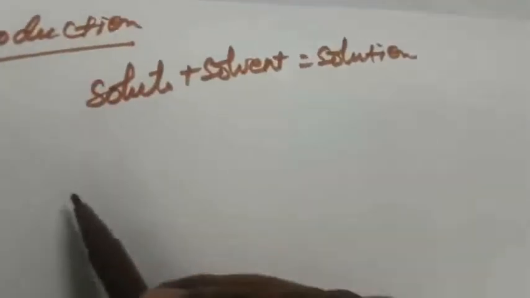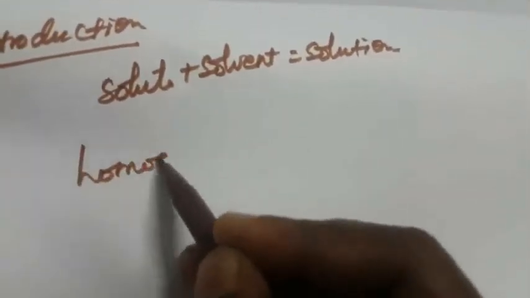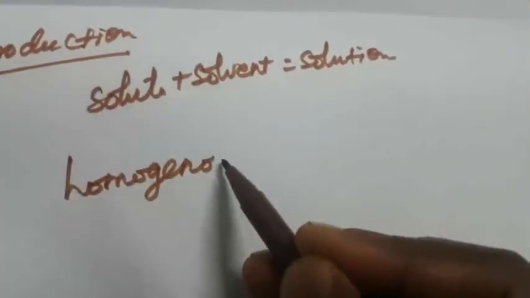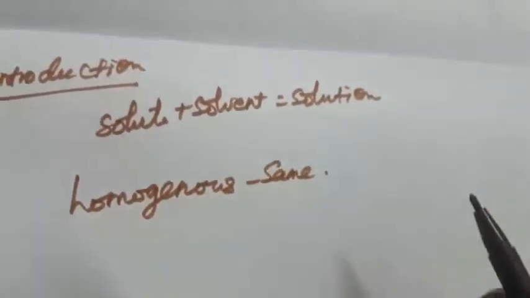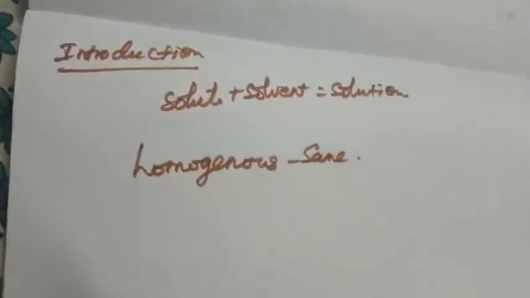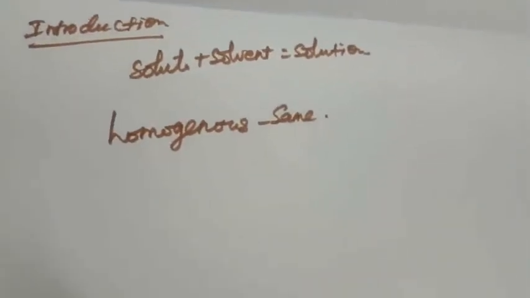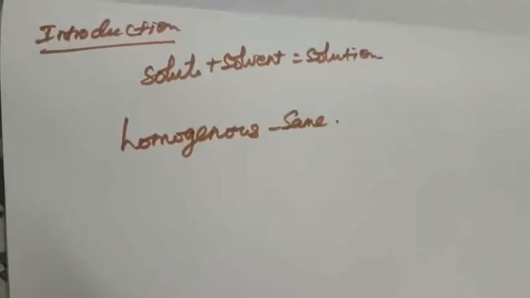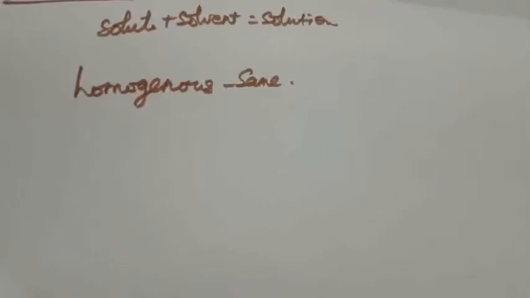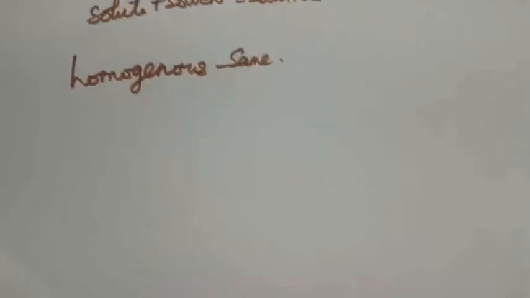Say for example, that is homogeneous. What is homogeneous? Homo means same. So the physical states are the same. Such homogeneous mixtures are called solutions. What is meant by physical state? Homogeneous means the physical states are the same.